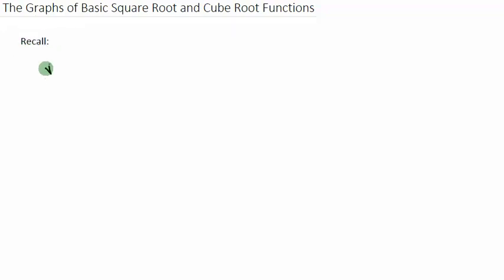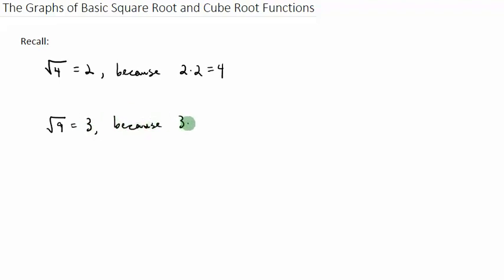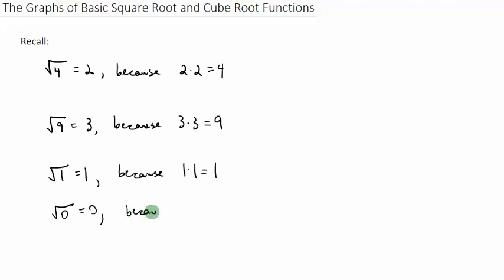So the square root of 4 is 2 because 2 times 2 equals 4. The square root of 9 is 3 because 3 times 3 equals 9. The square root of 1 is 1 because 1 times 1 equals 1. The square root of 0 is 0. A lot of people don't realize that because 0 times itself is 0.